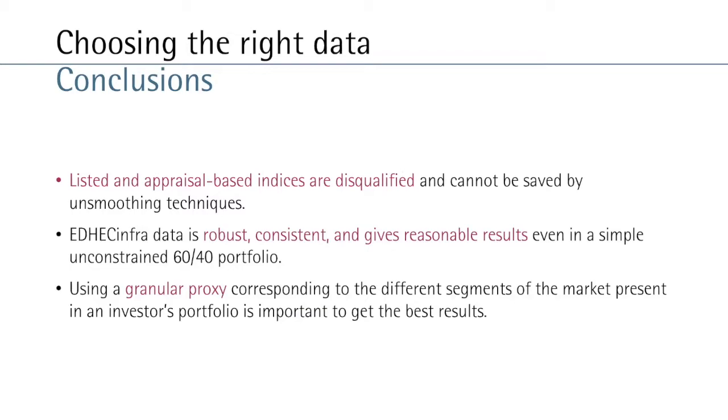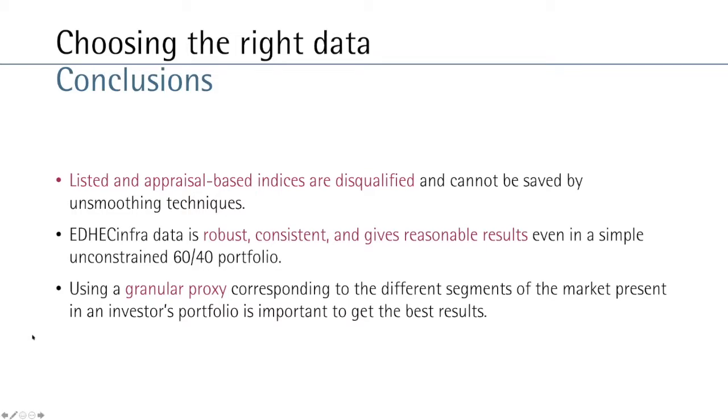So in conclusion for this part on the data, okay, we cannot use listed or appraisal-based proxies, even with unsmoothing. EDEC infra data gives us consistent results and gives us access to more granular benchmarks. So in practice, it makes a lot of difference. Now, let's see what kind of infrastructure allocation we get in a multi-asset context, given the source of data that we've selected. All right, so I'm going to pass the mic to Abhishek, who's going to present you the second part of this webinar.